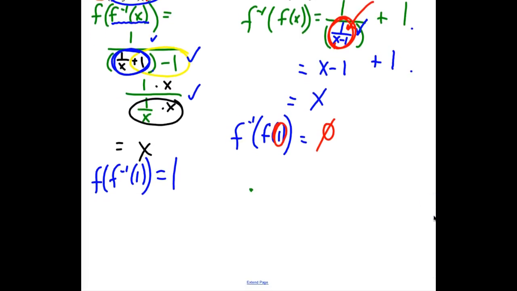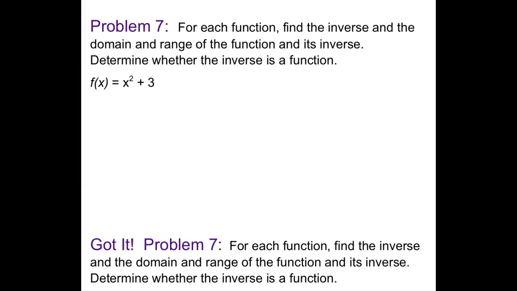All right, questions on that? All right. Question 7, for each function, find the inverse. Find the domain and range of the original and its inverse and determine if it's a function. I'm going to pause the recording. I want you guys to talk about this at your tables.